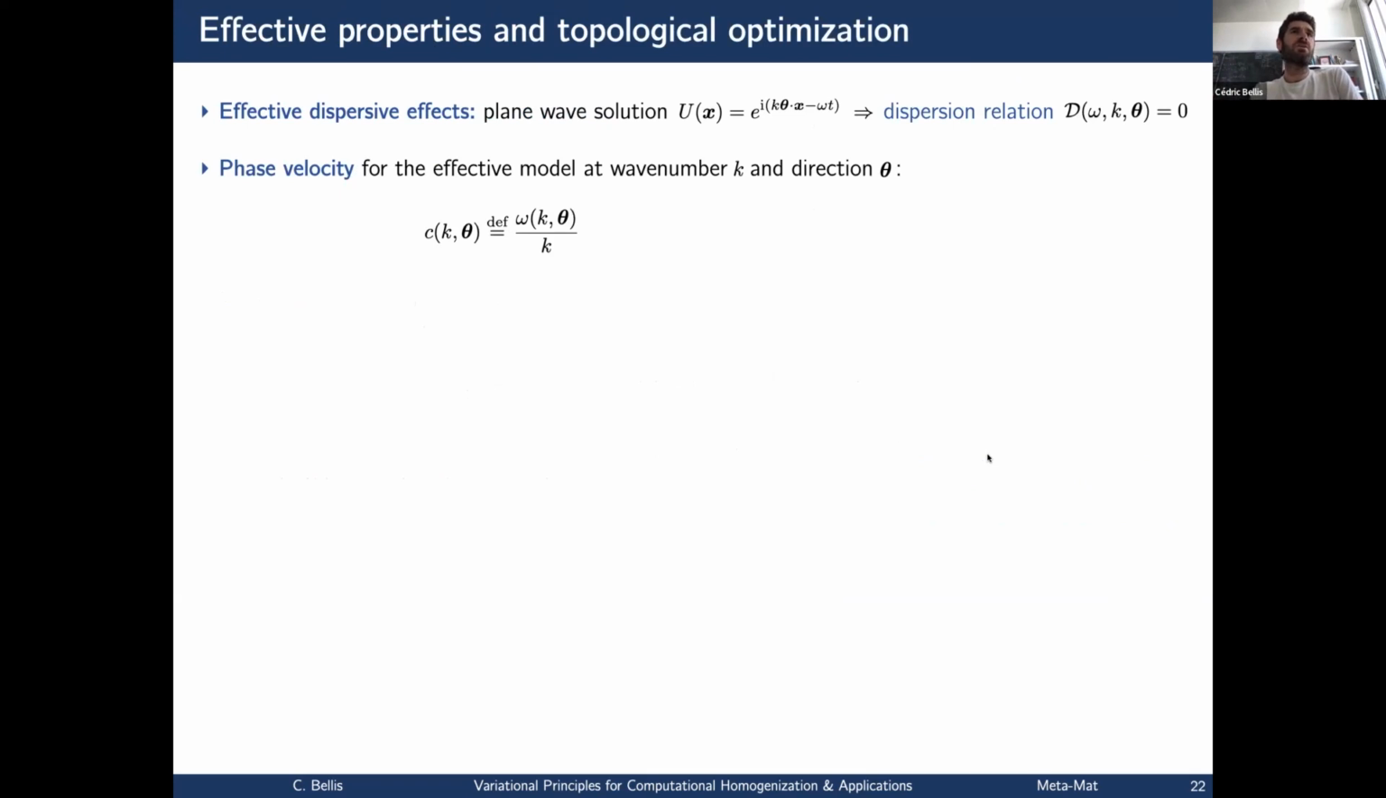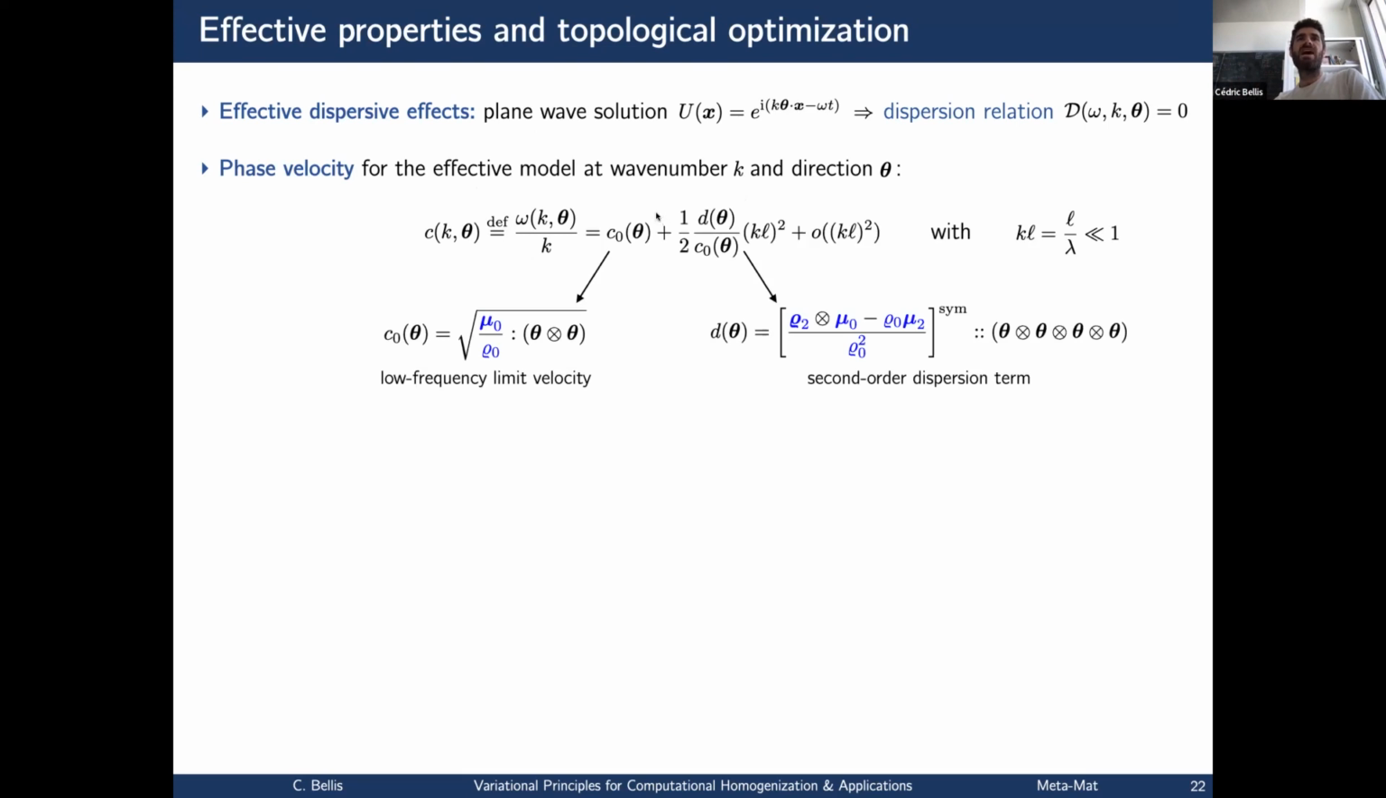Okay, so now what are the key features of this effective model? To characterize this model, we can use a plane wave analysis, typical of the Floquet-Bloch analysis, to obtain the dispersion relation. And what we obtain is that, for example, the phase velocity at a given wave number k and for a plane wave direction theta, so c is omega over k, this can be expanded to the second order, consistently with the asymptotic analysis.